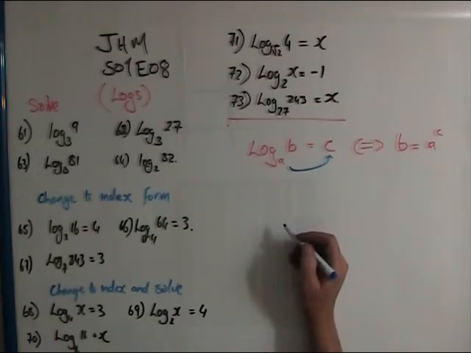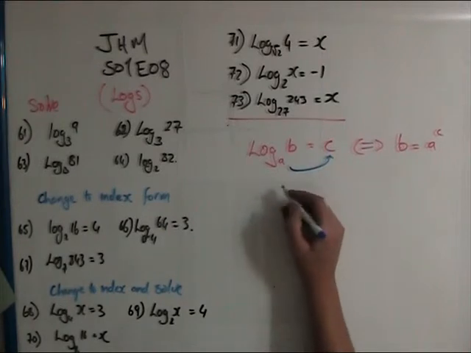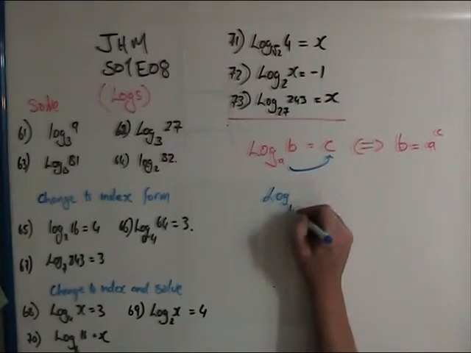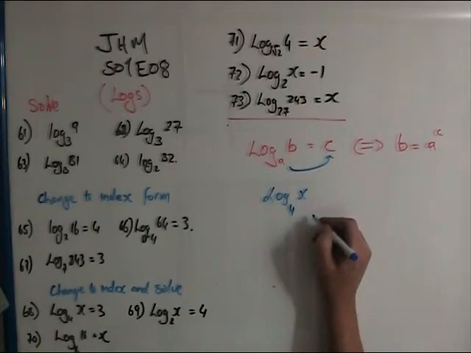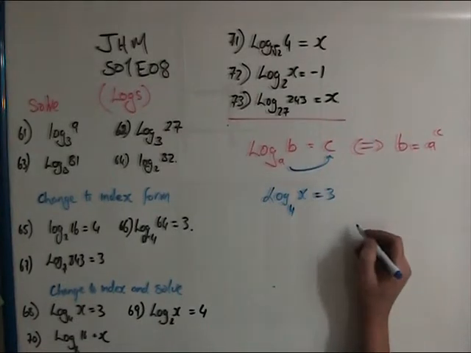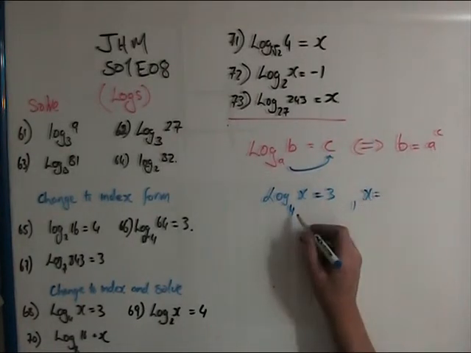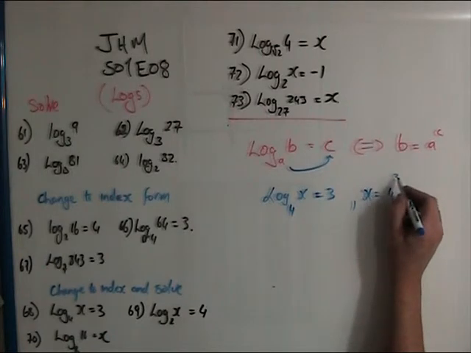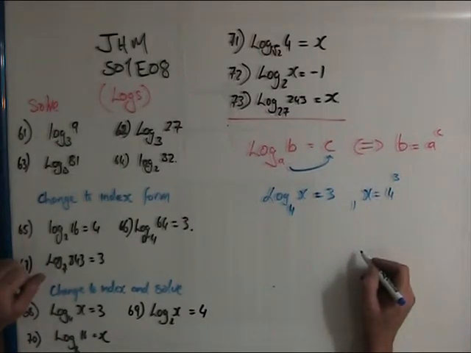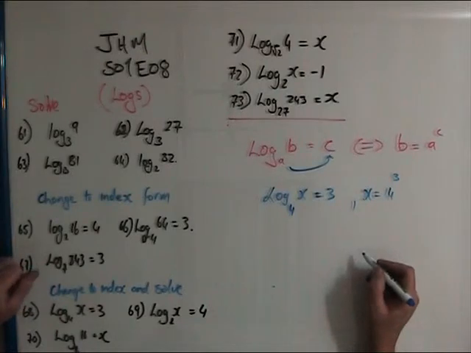So, episode 8. For example, log of x to the base 4 is equal to 3. X is equal to 4 to the power of 3. Okay, so x is equal to 4 to the power of 3. That's it. Now we'll do another one.